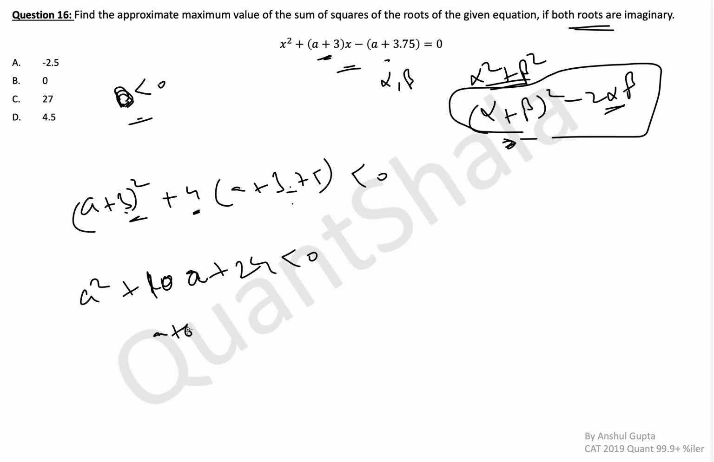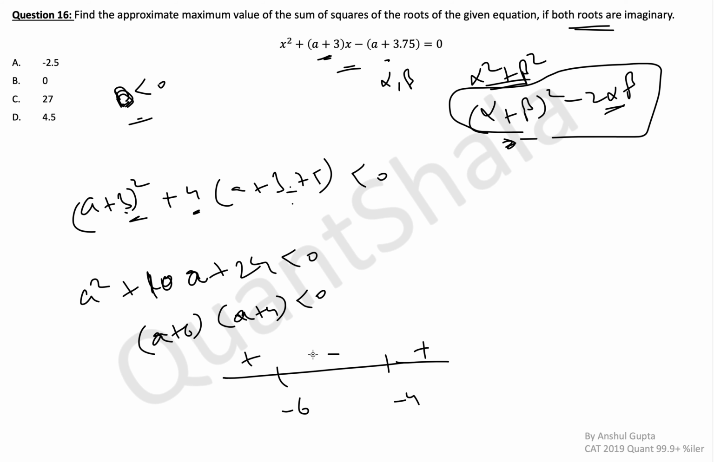This is simply (a plus 6) into (a plus 4). You can check the factorization, less than 0. That means this is by the simple number line method. If you don't know this, do read about this. This is a very basic thing. So the two roots are minus 4 and minus 6, with signs plus, minus, plus.